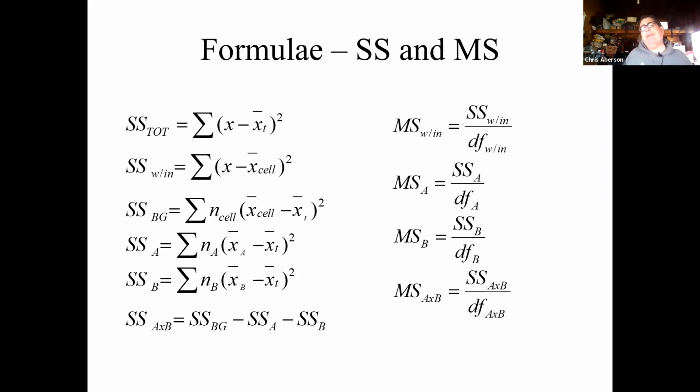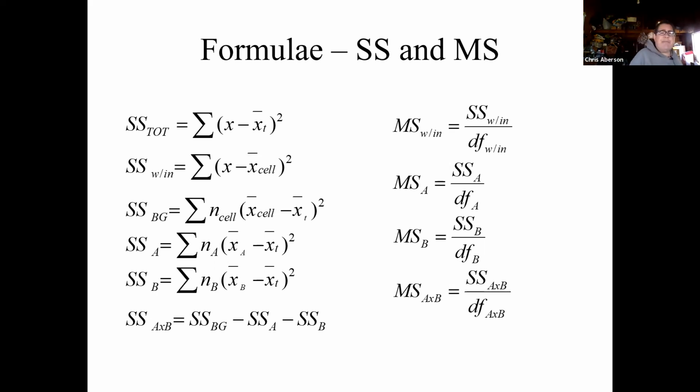The sums of square formulas, again, these will look very similar, except where we had the mean of the individual group, that's now going to be the mean of whatever cell they're in. Similarly, the sample size for sums of square between is going to be whatever cell they're in. And then n of A, that's how many people are in each level of A, multiplied by the first level of A's mean minus the grand mean squared, plus however many people are in the second level of A, multiplied by the mean of the second level of A minus the grand mean squared.